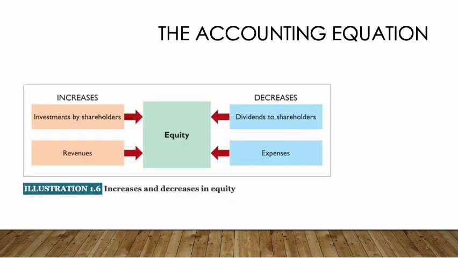I want to focus now on equity to make sure that we understand how different transactions affect the equity account. So, number one, increases in equity can result in investments by shareholders, that being a contribution to owner's equity, and any revenues that the company earns. Equity will increase in those cases. Equity will decrease as a company incurs expenses, as well as paying any dividends to shareholders. So this relationship here is really important for our understanding of the accounting equation.